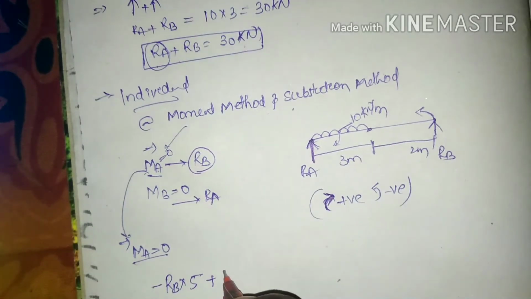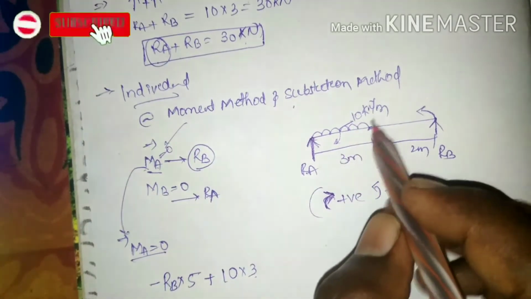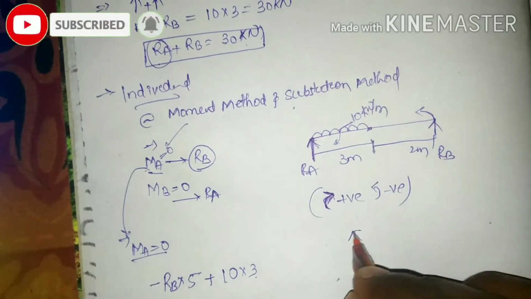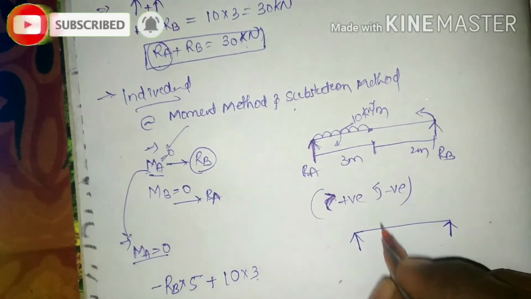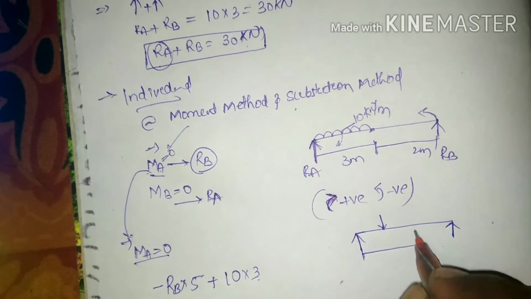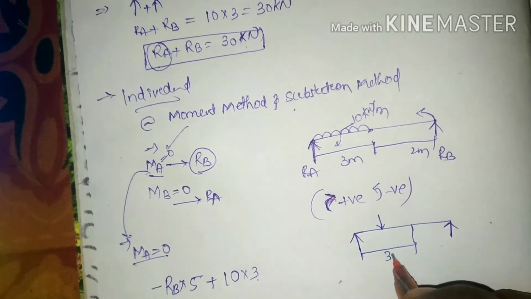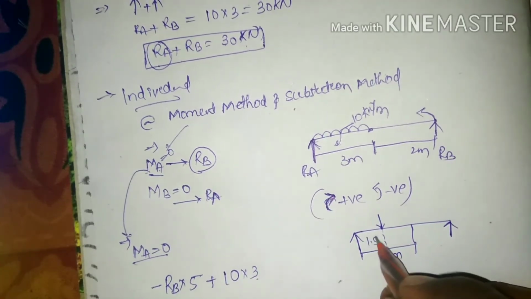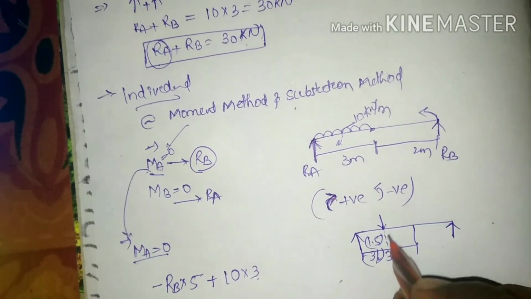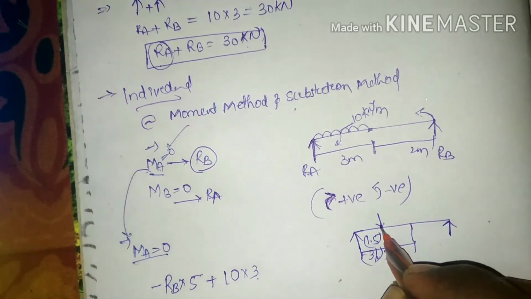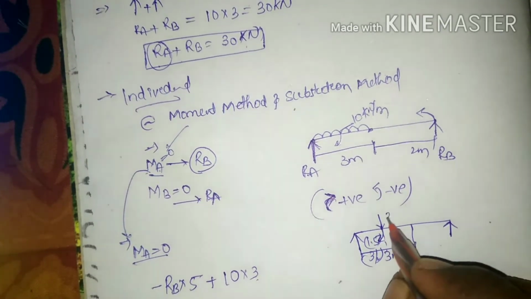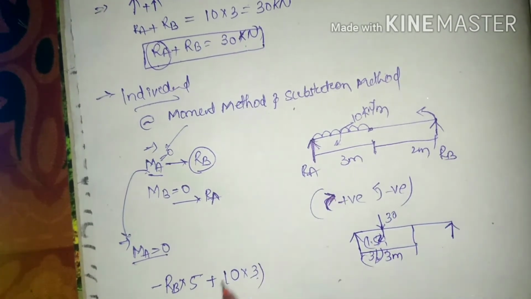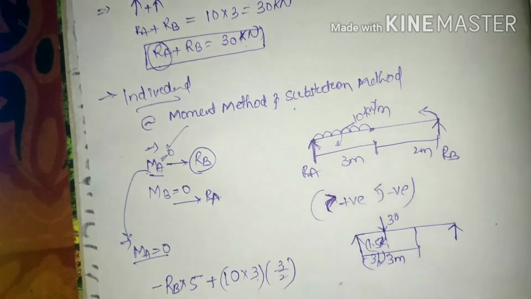And if it wants to take the moment, it has to be converted to a point load, such that 10 into 3 is converted as 30 kilonewtons, and it is going to act at the midspan of the 3 meters. Because when the UDL is converted to a point load, it acts at the midspan of the 3 meters, that is 1.5 or 3 by 2, so that the moment is taken like this: 30 into 3 by 2, or 1.5.